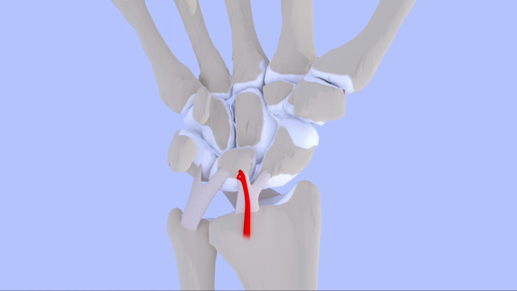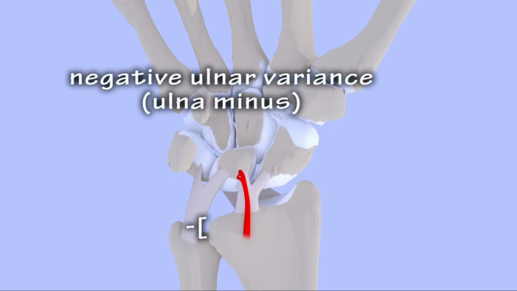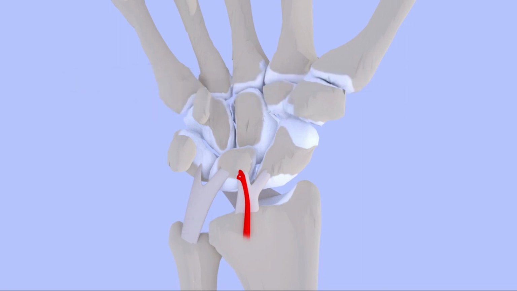There is also an association between Keinbock's disease and a negative ulnar variance, or ulna minus. This is when the ulna is shorter than the radius, which changes the mechanics in the wrist and may place more stress on the lunate. However, negative ulnar variance is common, while Keinbock's disease is not. Keinbock's disease is also associated with wrist injuries and ligament instability. The blood vessels may be pulled away from the lunate when the wrist is sprained.